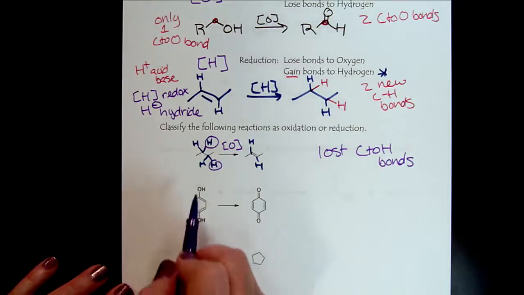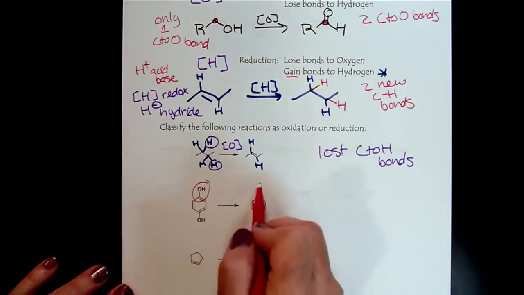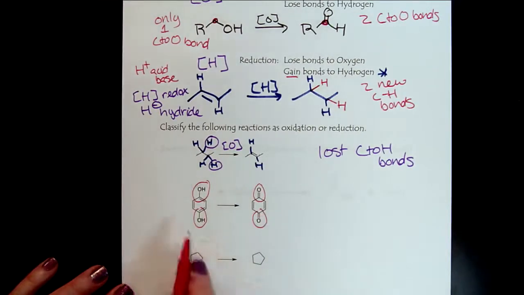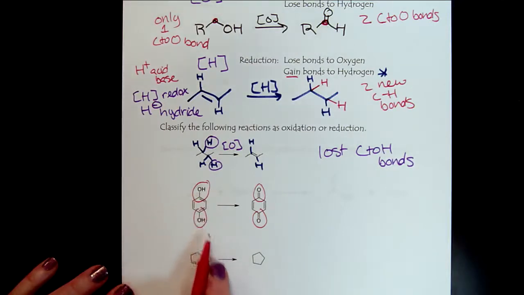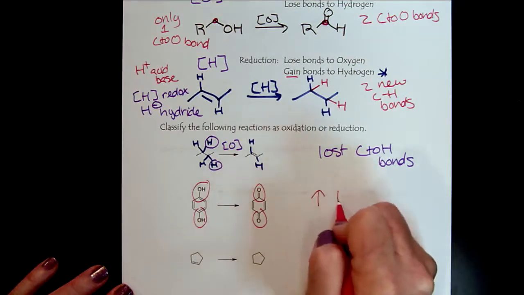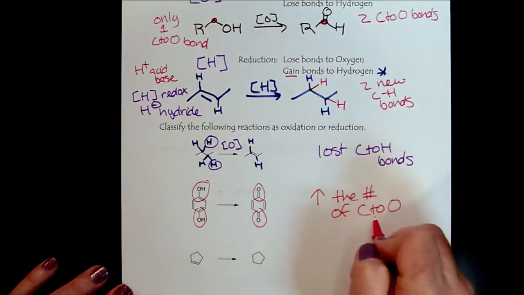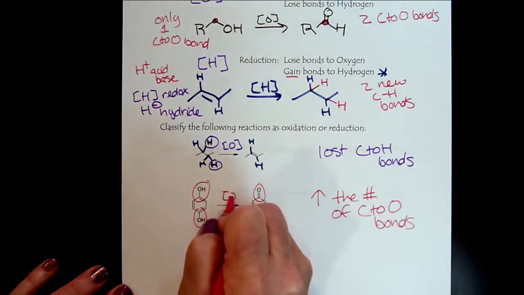Here we are looking at the change. So we notice change here and here. And so we notice that here we just have 1 carbon to oxygen bond, and now we've doubled, right? So we've increased the number of carbon to oxygen bonds. So this would also be an oxidation.